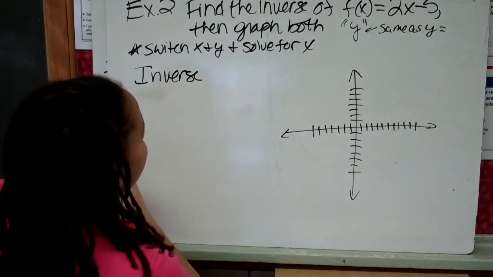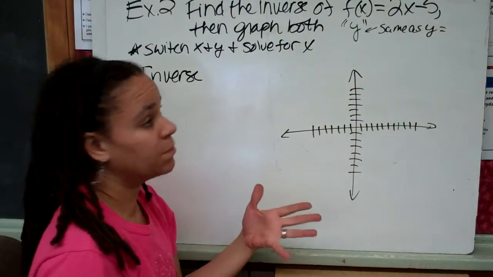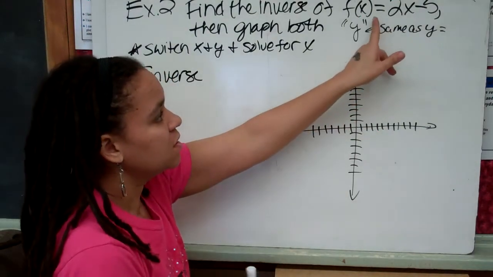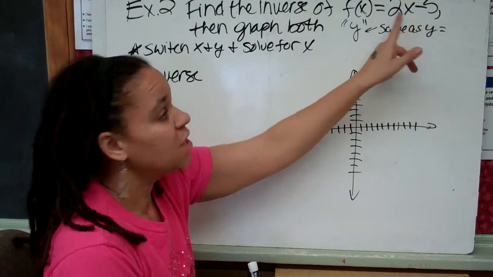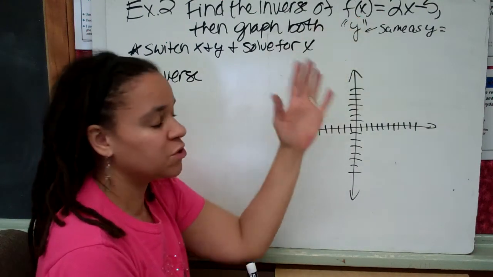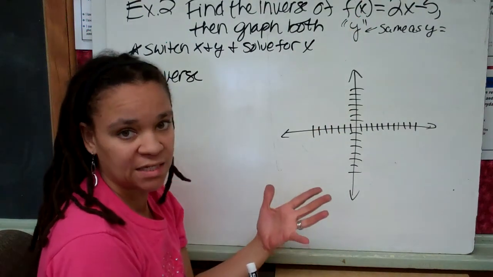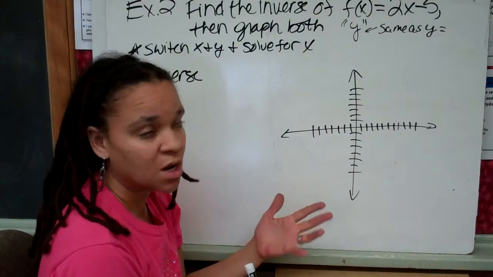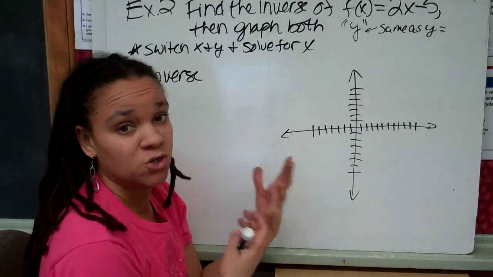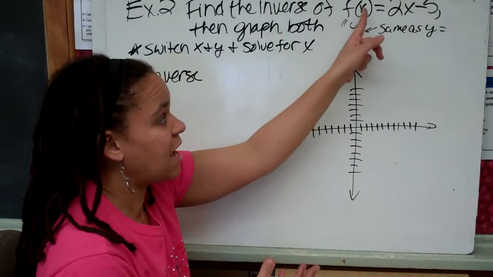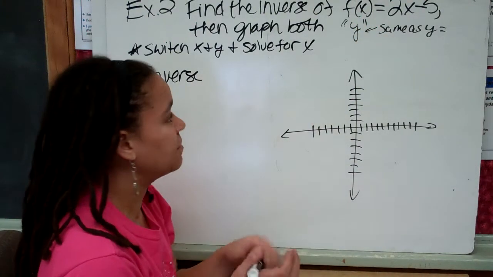So example 2, let's find the inverse of not just ordered pairs, but actually of a function. So f of x equals 2x minus 5. Just remember, whenever you see f of x, you can just replace it with y. It means the exact same thing. It's just called function notation. I don't want to always just put y, because you will see f of x in your further math classes, and we need to understand that it's the exact same thing.